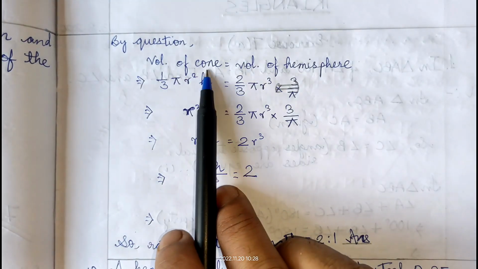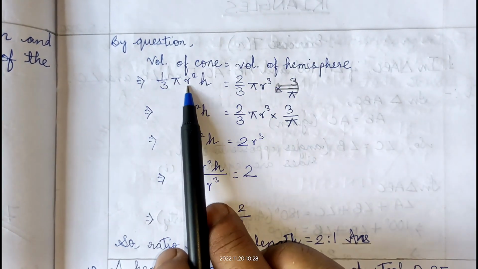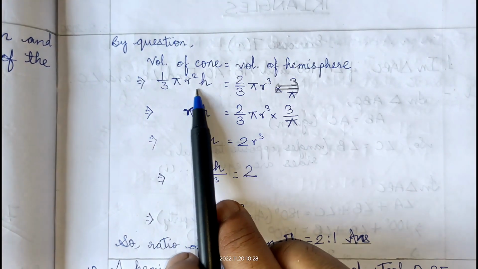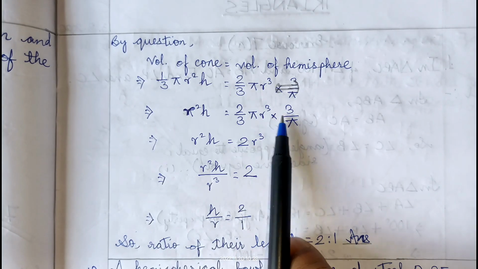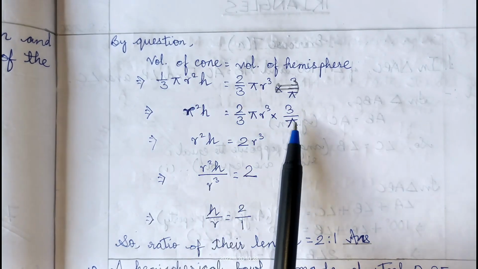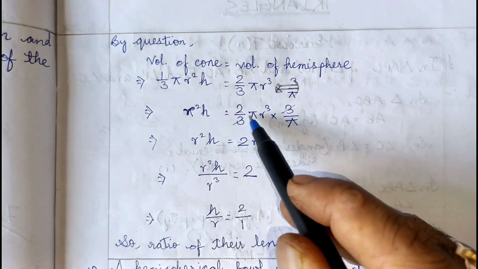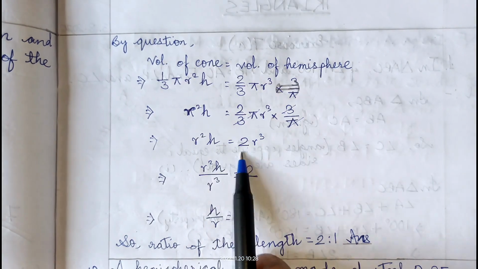According to the question, volume of cone is equal to the volume of hemisphere, and volume of the cone formula is 1 by 3 pi r square h equals 2 by 3 pi r cube. So r square h will be 2 by 3 pi r cube into 3 by pi. This pi will come in the denominator and 3 will go in the numerator. This 3 and 3 can be cancelled. Pi and pi can be cancelled. So we are left with r square h equals 2 r cube.